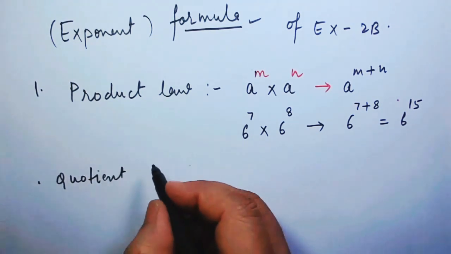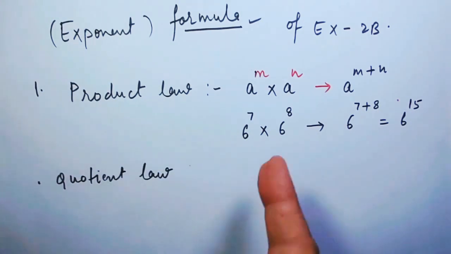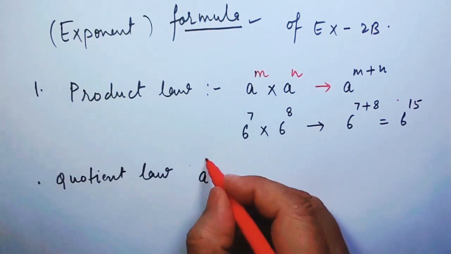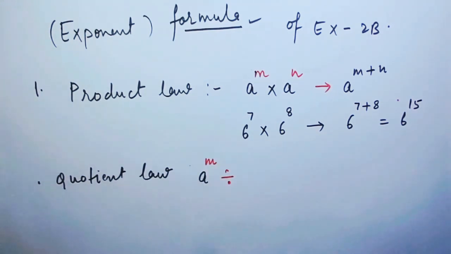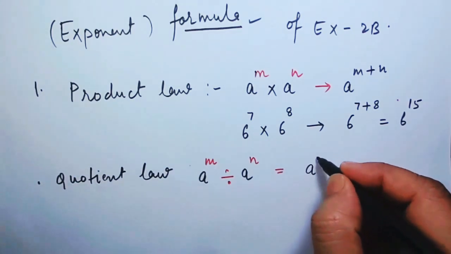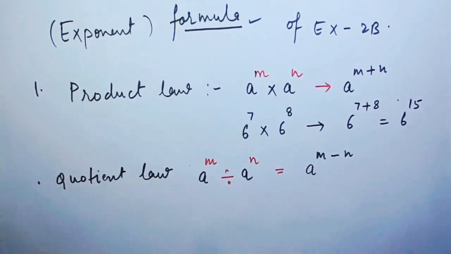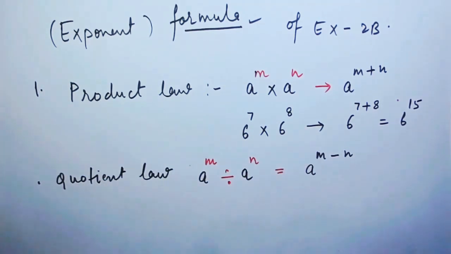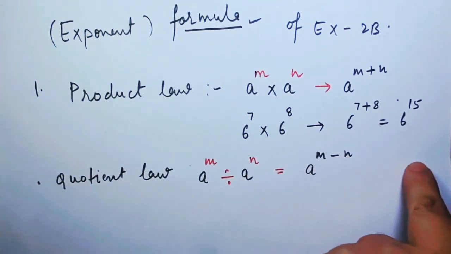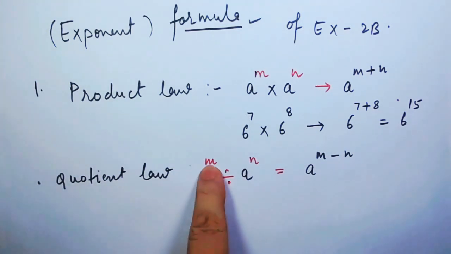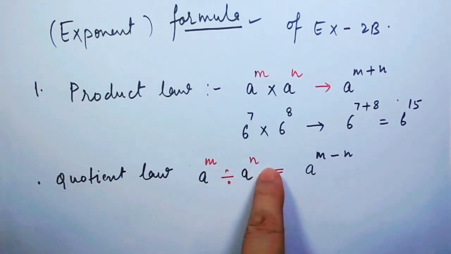Quotient means division. Quotient law. Let me take the same variable, a to the power m, when divided by a to the power n. What do we get? We can directly write a to the power m minus n. Now m can be greater or n can be greater. If m is greater, you will get a positive value, and if n is greater, you will get a negative value.